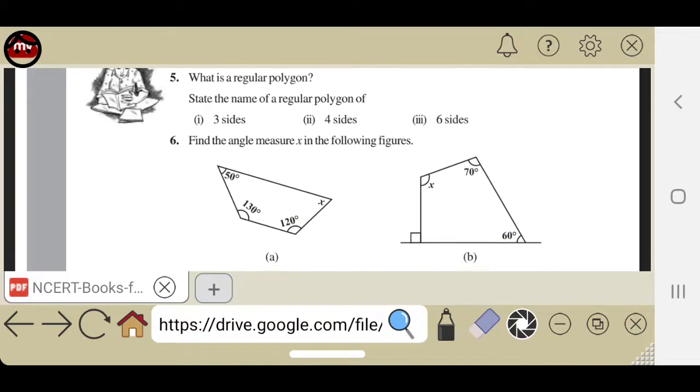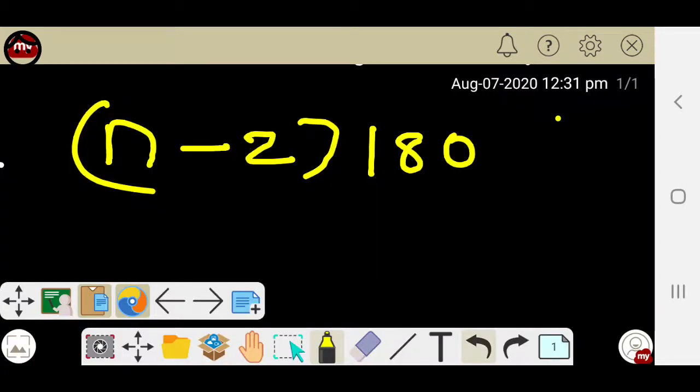Next question is, find the angle measure x in the following figures. A figure is given there. How many sides are there? 1, 2, 3, 4. It is a quadrilateral. First we have to draw that quadrilateral.